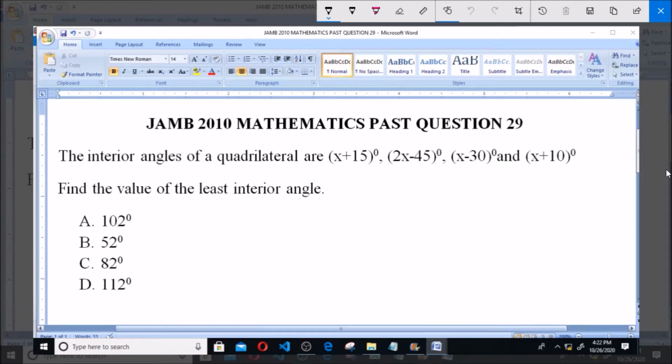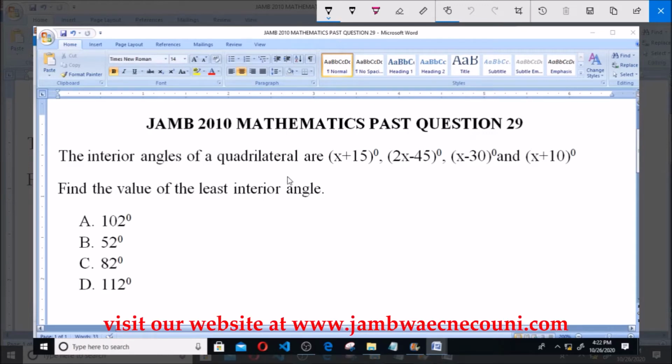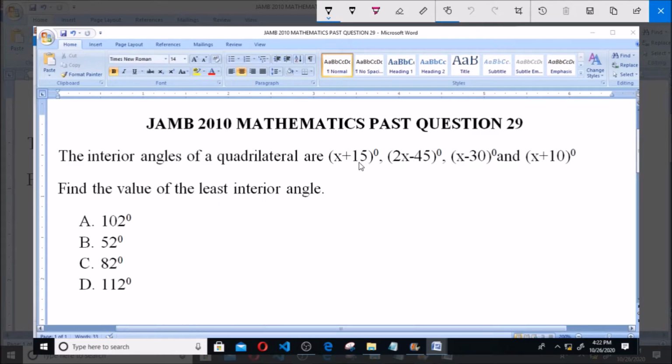Now before we can find the value of the least interior angle, we have to find the value of x first of all. When we find the value of x, then we can find the value of the least interior angle. For us to do this, we know that the sum of interior angles of a quadrilateral, since these angles are 4, which is 1, 2, 3, 4, means this shape is a quadrilateral.